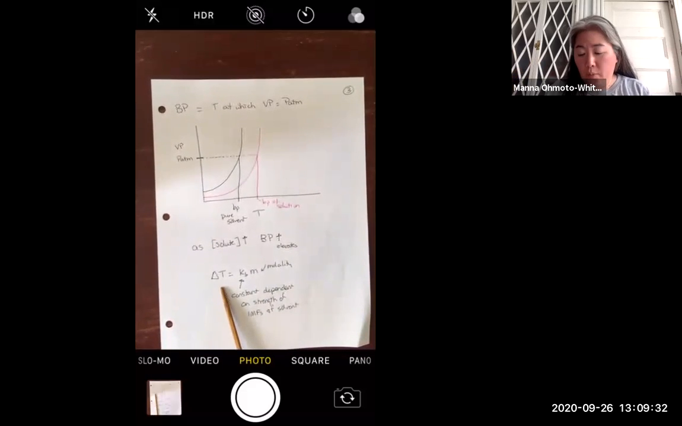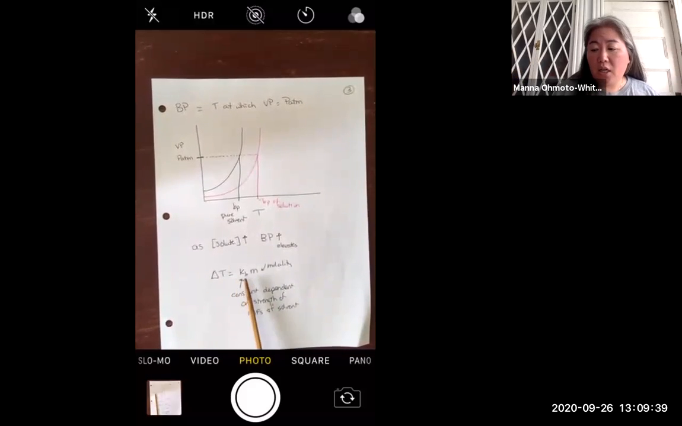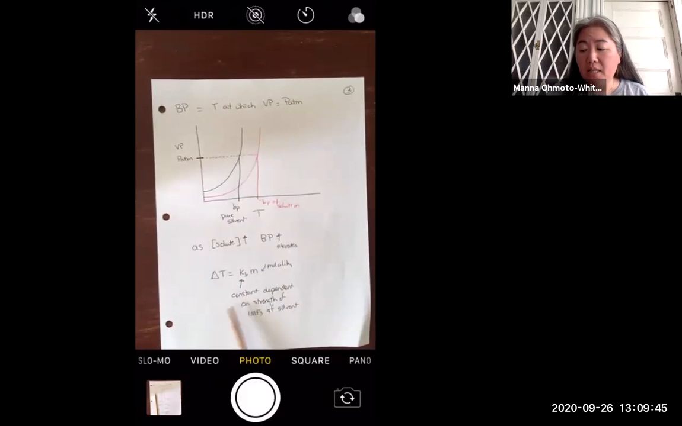And the formula that we use for that, for the equation, is delta T, how much the temperature is increased, is equal to a constant, Kb, times the molality of my solution. The Kb is a constant that's dependent on the solvent properties, the strength of the IMFs of the solvent. But this is all solvent-based. Solute doesn't evaporate, so I'm just looking at what happens to my solvent.